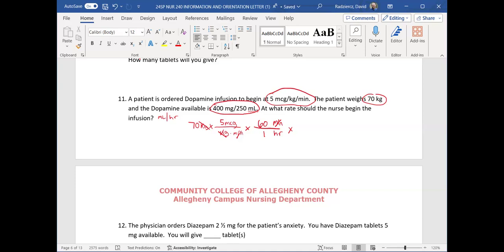I have a feeling if you see a question like this, any of the variables can change: the patient's weight, the order in micrograms per kilogram per minute, and the available, but it'll probably all look very similar. So what I'm going to do next is convert the micrograms to milligrams. 1 milligram is 1,000 micrograms. Yeah, I did that right. Just making sure I was doing that right.